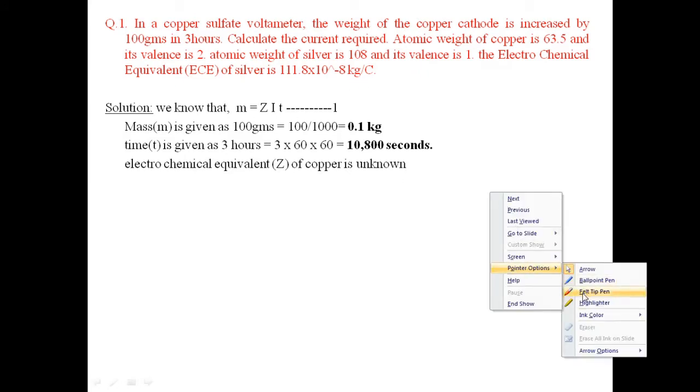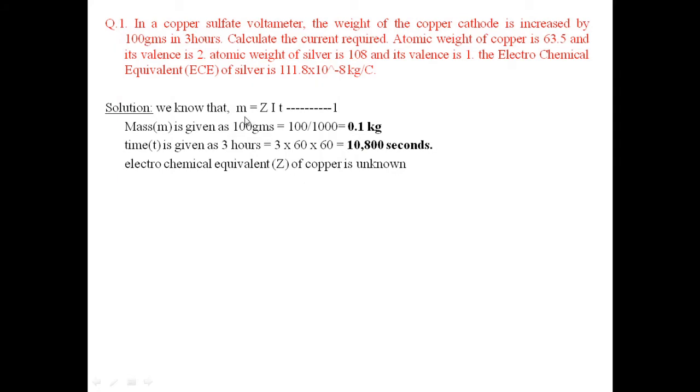So we got the mass, and we also got the time. The only thing we need is Z, that is the ECE of copper, because copper is what we have deposited here. Once you get that, you can easily simplify and find the current I. So you need to find the Z here.